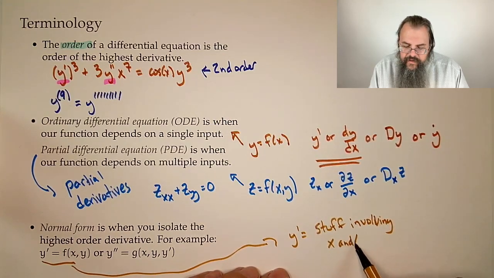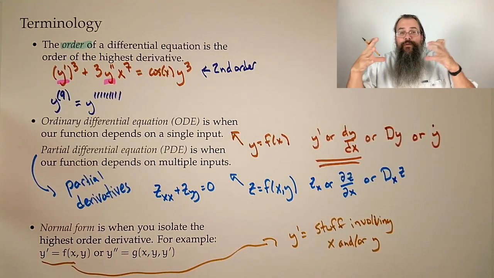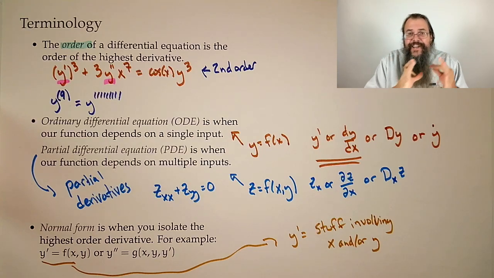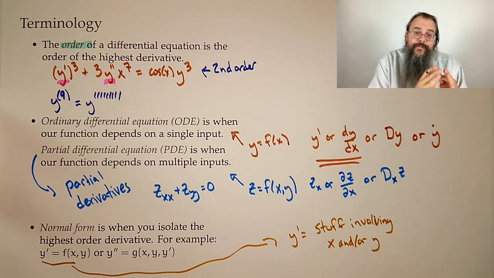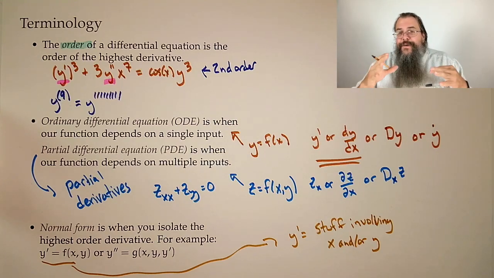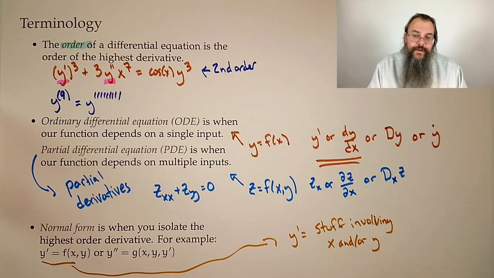Now, it might be the case that it only involves x. It might be the case that it only involves y. But when we write things in normal form, it just says, take that highest derivative, get it by itself, and now we say, okay, y prime equals stuff with x and y, or y double prime equals stuff with x and y and y prime. That's what normal form means.